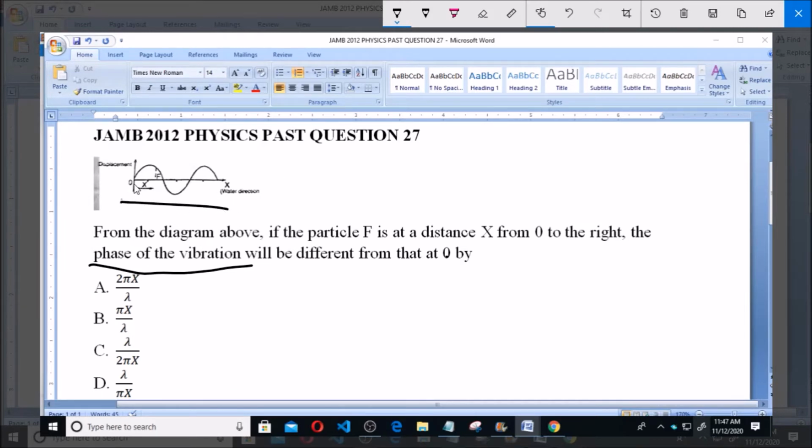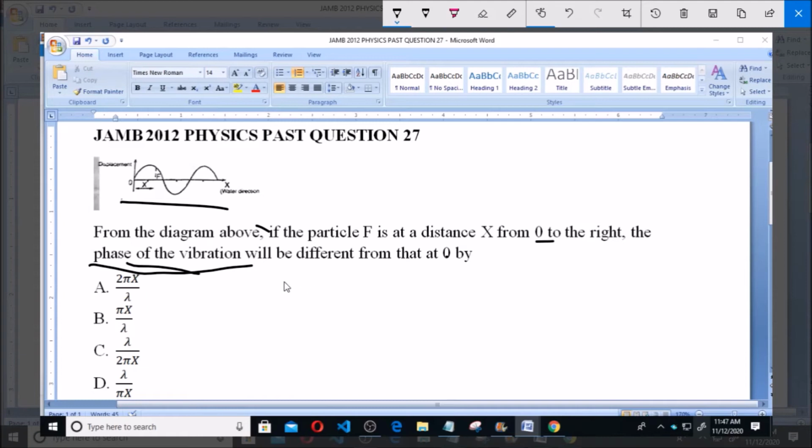So you have this diagram here showing a wave graph, and then this particle F travels the distance x from the origin, which is the point 0, towards the right. So why is it that the phase of vibration will be different by what?